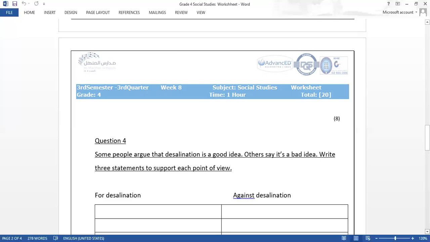The cons are that it's very expensive and you use a huge amount of power. That is the cons.